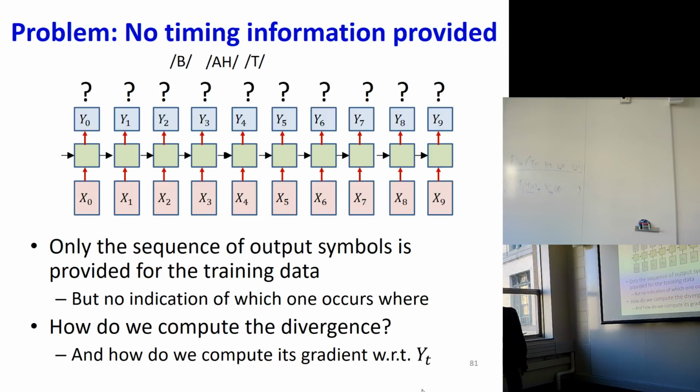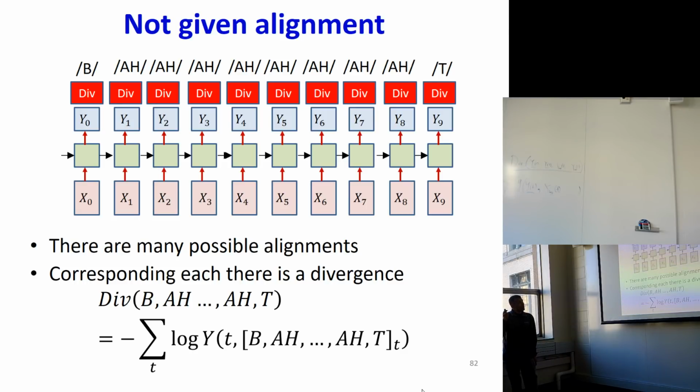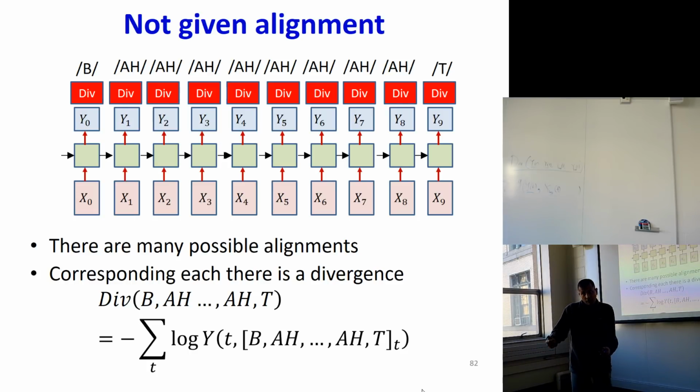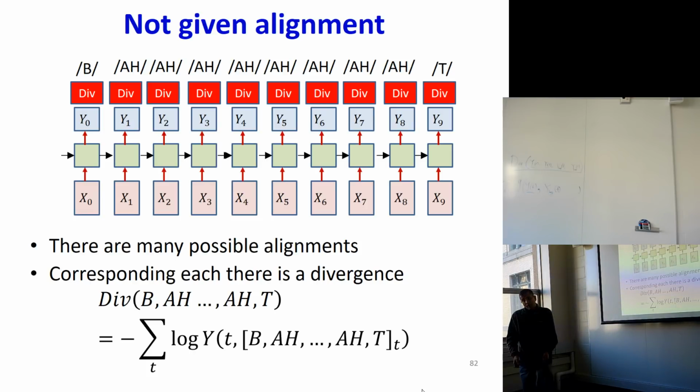So now if I give you this, right, you have an issue. You have a sequence of outputs, but you don't know whether this guy must be compared to a B or an A. You don't know whether this guy is an A or a T. It might even be a B. You don't know exactly where the boundaries happened, right? So now you have this problem of figuring out the alignment of the symbols to the outputs before you compute your divergence. And each alignment is going to give you a different divergence. So if I align my symbols like so, and then I compute my divergence, I'm going to get some divergence.